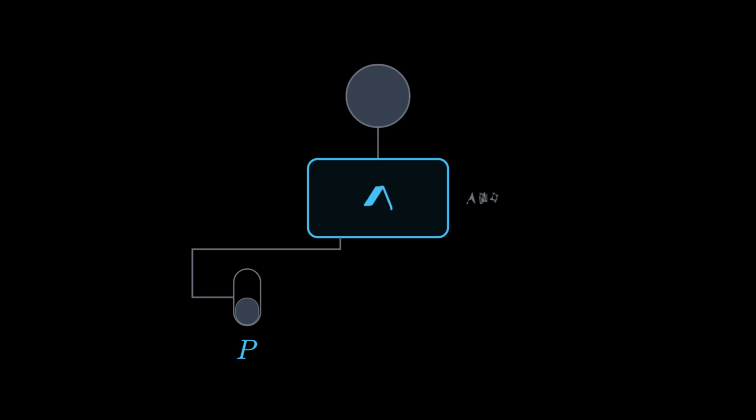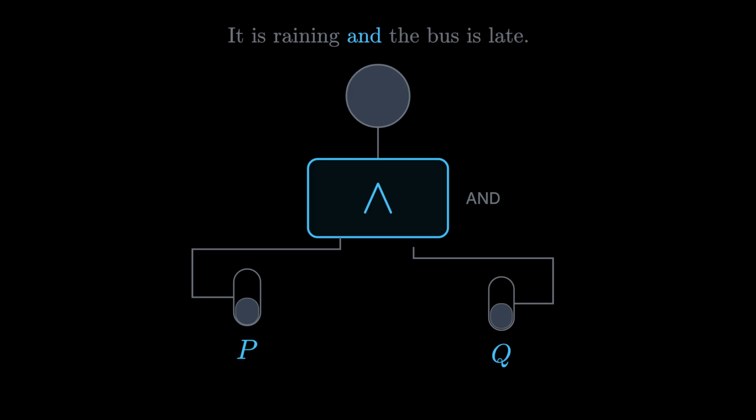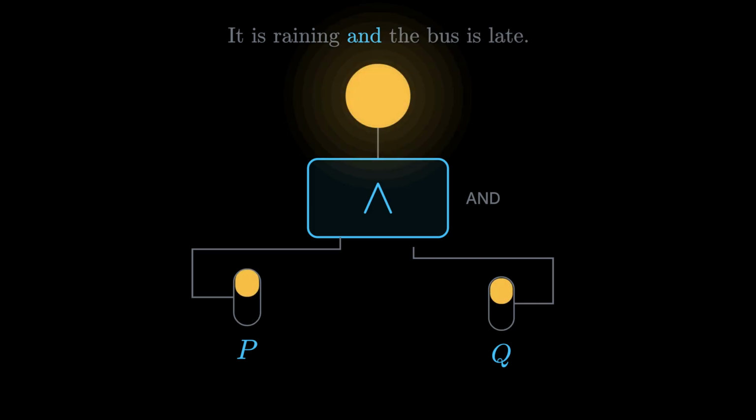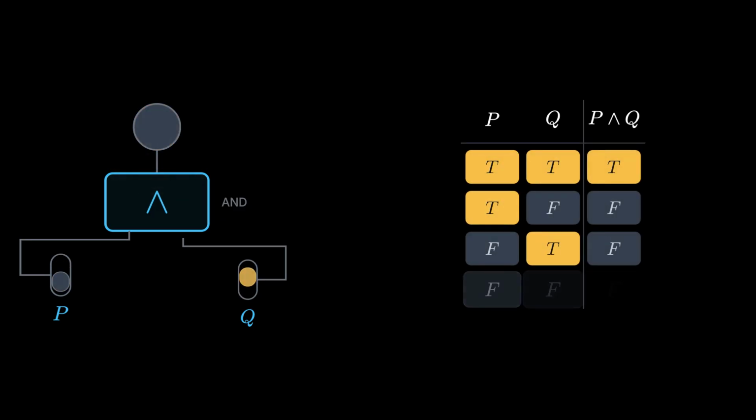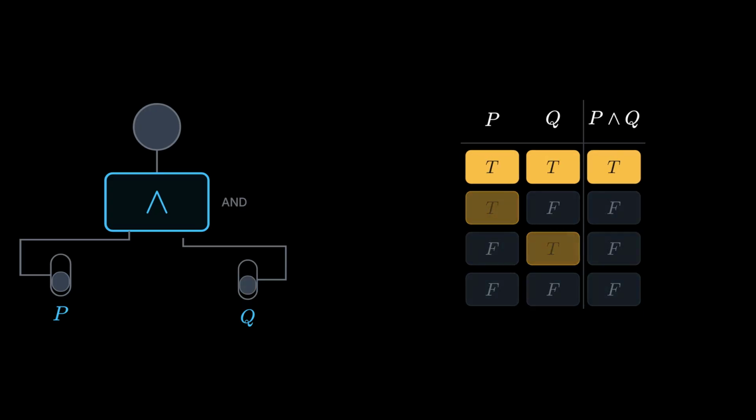Second box, and 2 switches now. It is raining and the bus is late. For that to be true, you need both, rain and a late bus. 2 switches means 4 settings. Run all 4. Only 1 row lights the lamp. 1 out of 4. It is the most demanding joiner we have.